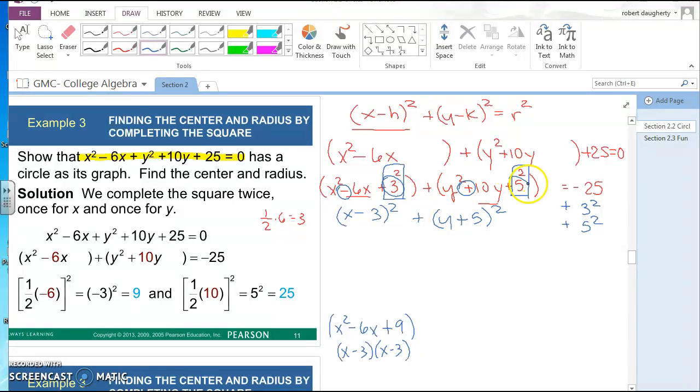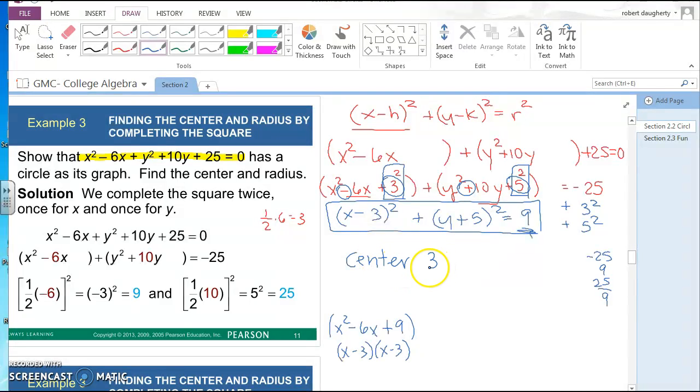So you take that sign and you take this number: y plus 5 squared equals, and then what is negative 25 plus 9 plus 25? That's not a 29, that's a 25. You add those numbers up and you get 9. So if you look at it, now I have the equation of a circle. Since this is a positive number, that tells me my radius is 3. So this circle has a center of (3, negative 5) and it has a radius of 3.